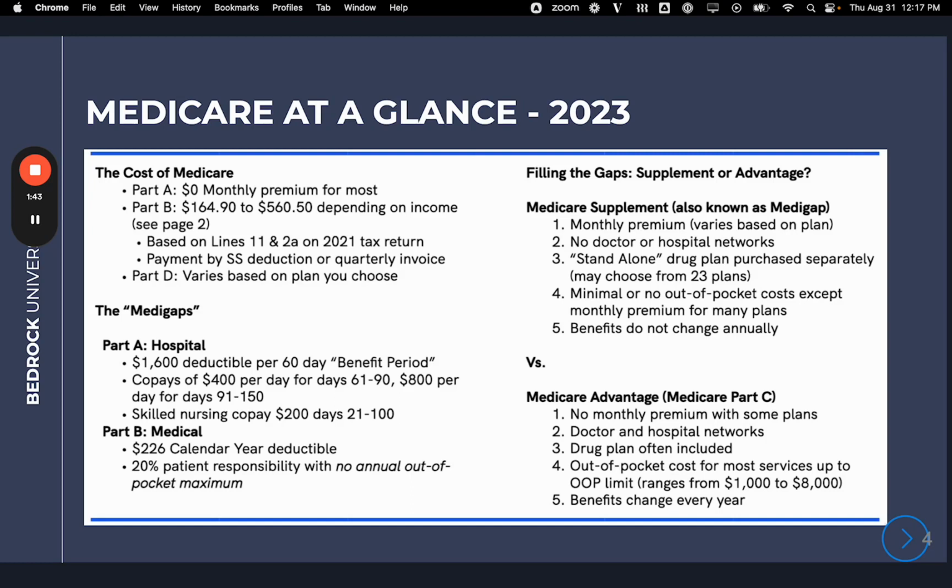liability. Of course, all Medicare payments are automatically deducted from your Social Security check if you are receiving Social Security benefits. Otherwise, you'll receive that bill on a quarterly invoice. Your Part D premium will vary based on the plan that you choose.